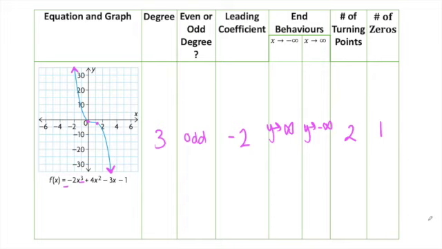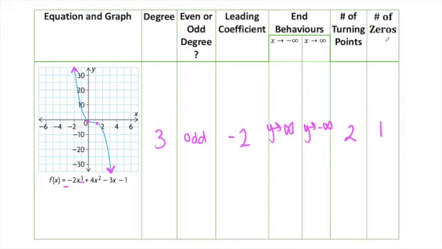So for that, on your worksheet, you should be pretty comfortable with looking at the graph and coming up with those 6 different things that you see here. So your degree, even or odd, the leading coefficient, what your 2 end behaviors look like, your number of turning points, and your number of zeros.